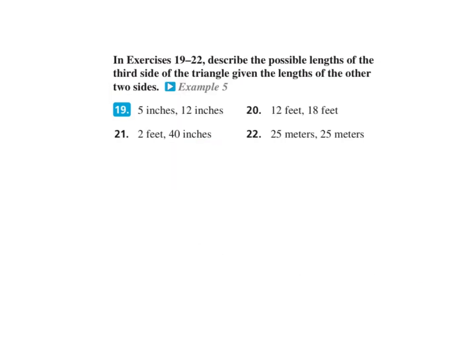Describe the possible lengths of the third side of the triangle, given the lengths of the other two sides. All right, so here's how you do this. You have to add the two together and subtract them. So the third side on number 19, x is between two sides. So we add the two together. That's our biggest side that it can be. And we subtract the two. 12 minus 5 is 7. So x has to be between those two.